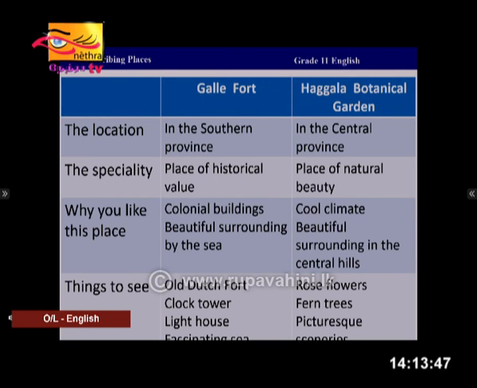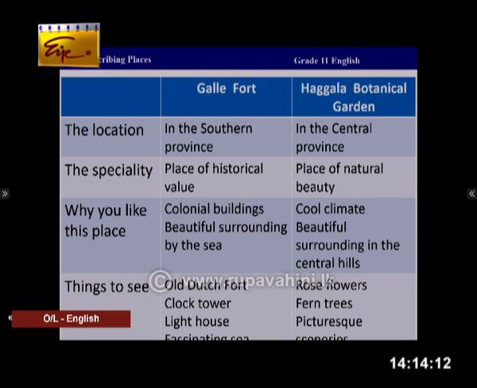We have two places here, Galle Fort and Hakgala Botanical Garden. I want you to select one of the places and write a beautiful paragraph using the adjectives that we have already discussed. It is time for you to start your writing. I hope you have completed your writing.